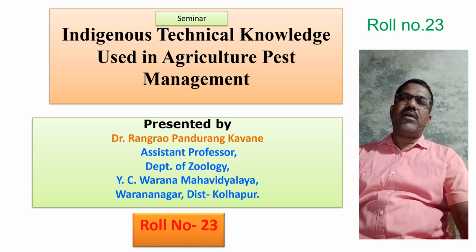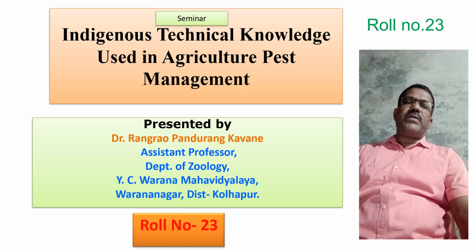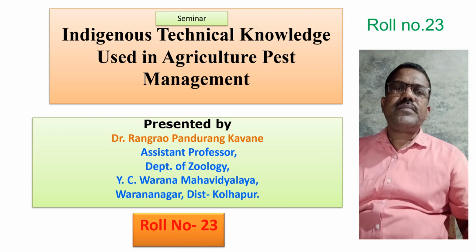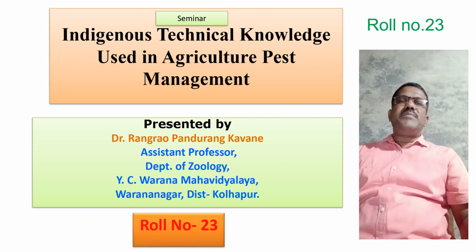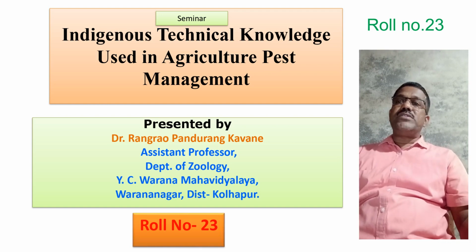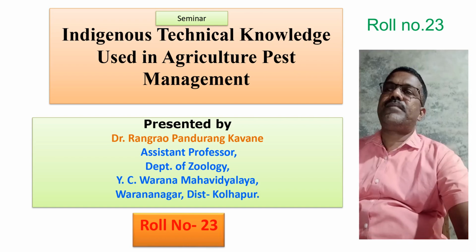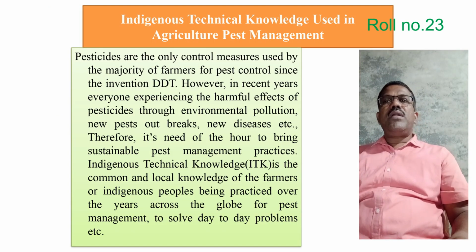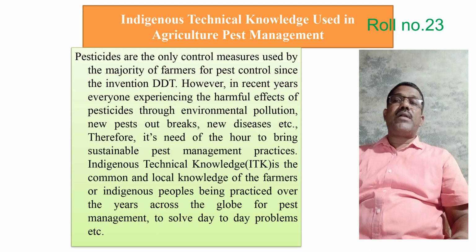Other artificial technology. The previous knowledge of Indian technology for rural development, as well as tribes, they developed their own technology for the control of pests. Pesticides are the only control measures used by the majority of farmers for pest control since the invention of DDT. However, in recent years, everyone is experiencing the harmful effects of pesticides through environmental pollution.